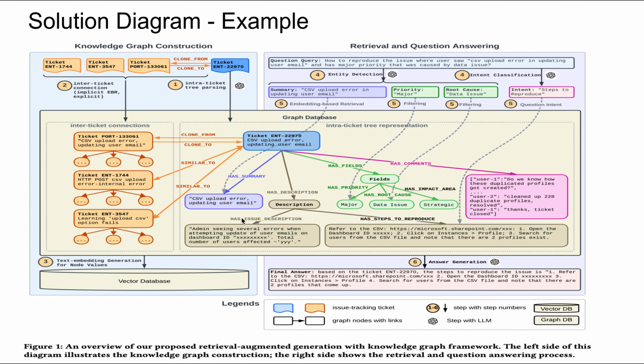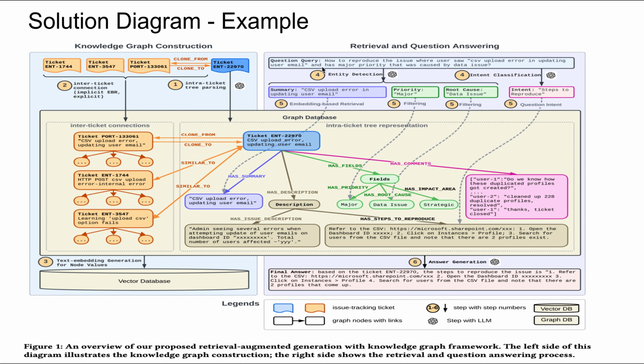Do note that these blocks are the graph nodes. Which takes us to the third step, which is all the graph nodes are converted to text embeddings and stored in the vector database. Okay. Let's go to the fourth point.